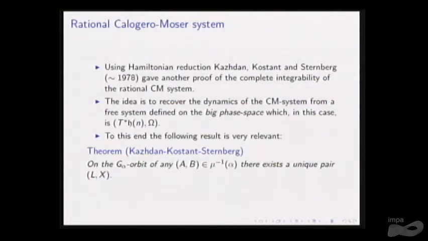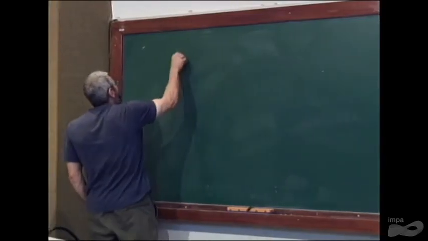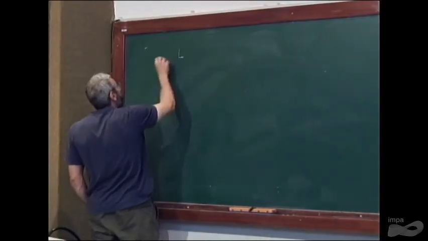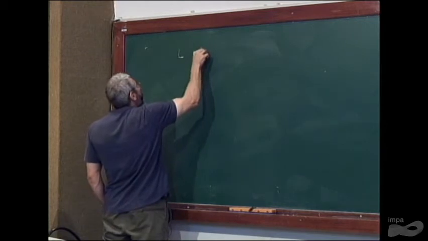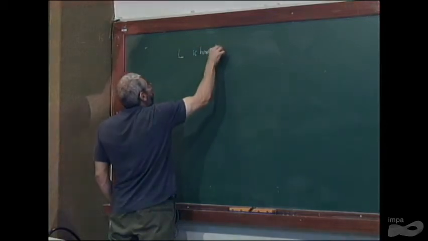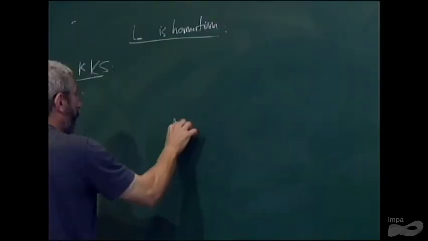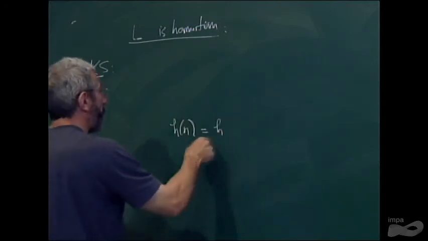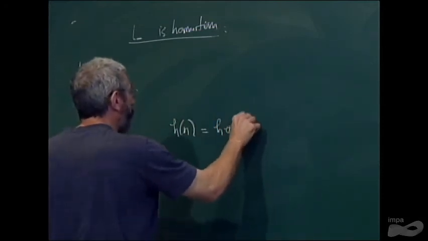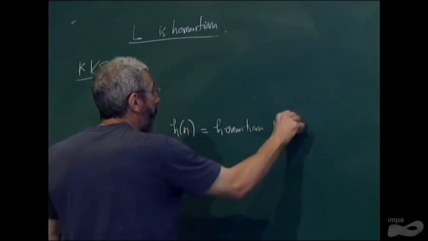So you should remember that the matrix L of Moser is Hermitian. So, Kazhdan, Kostant, and Sternberg start from this space, from this vector space. So these are Hermitian n by n matrices.